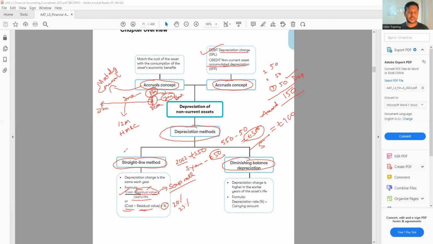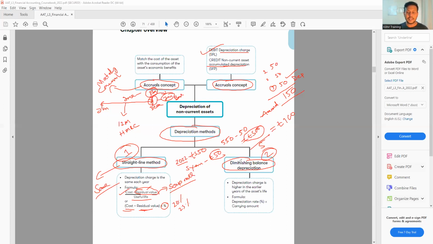So this is one method, the straight line method for depreciation. Another method we can use to calculate depreciation is called diminishing balance depreciation. Sometimes you call it reducing balance depreciation. One thing you have to remember with straight line is that the depreciation each year remains the same. For example, in year one, if the depreciation is 100, year two depreciation will be 100, year three will be 100, year four will be 100. So every year the depreciation will remain the same.